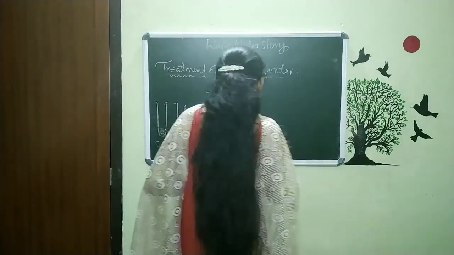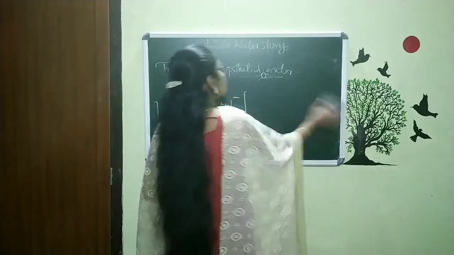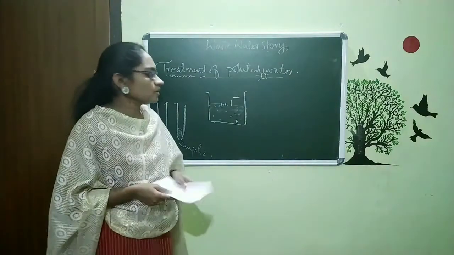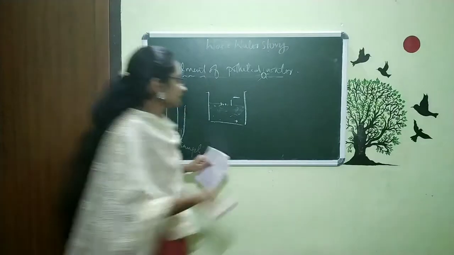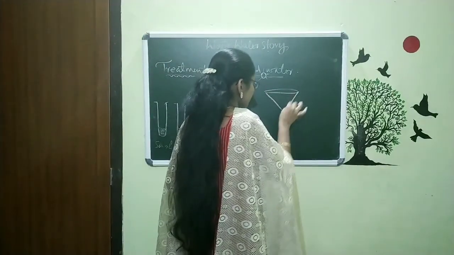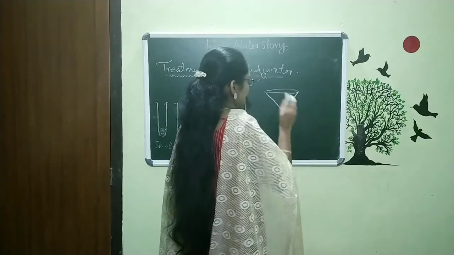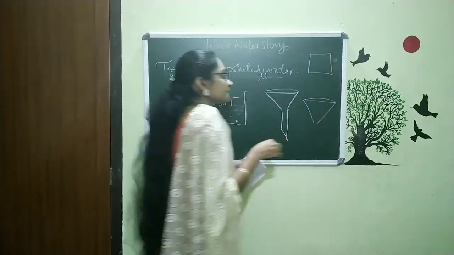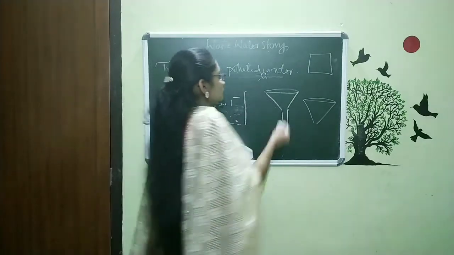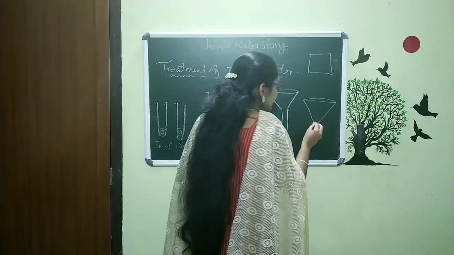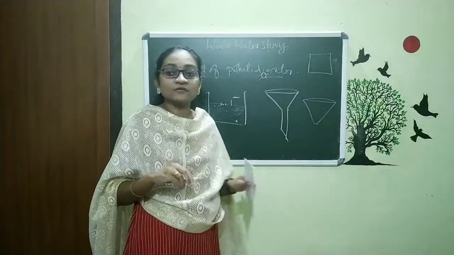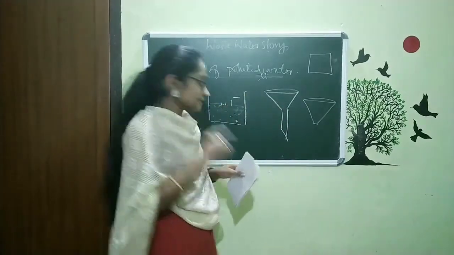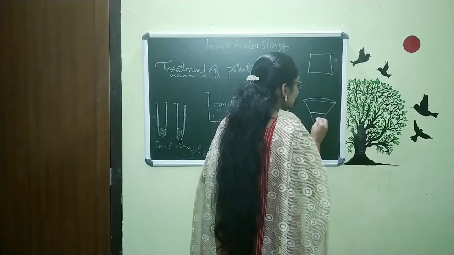Now the third thing is this. I just want to filter this using the filter paper, funnel, some sand, and some gravel. So the thing is very simple. For that, I just want one funnel and one filter paper. I want to make it into a cone and put it inside this funnel. First I want to wet this filter paper, and then put this cone inside our funnel. Then add some sand at the bottom of the filter paper.